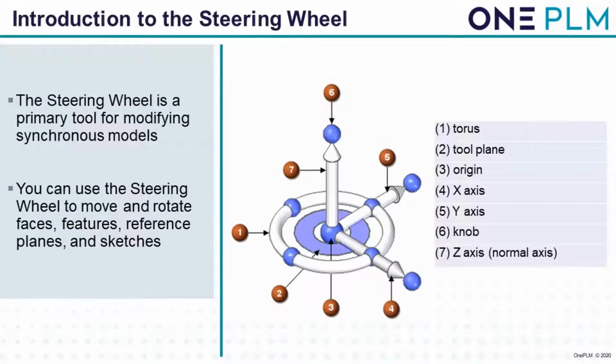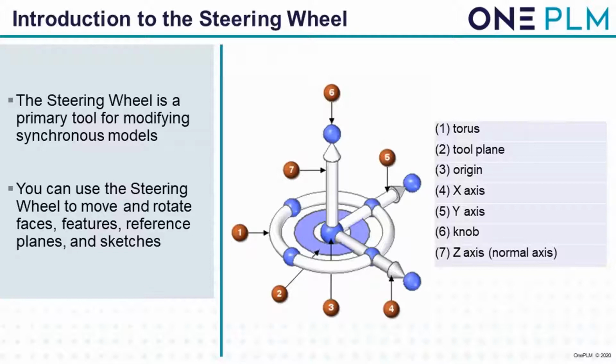So next we're going to have a look at the steering wheel. It's the primary tool for modifying synchronous models. We can use a steering wheel to move and rotate faces, features, reference planes, and sketches. We display the steering wheel by selecting the geometry you want to modify using the steering wheel, be that a feature, a face, a plane.